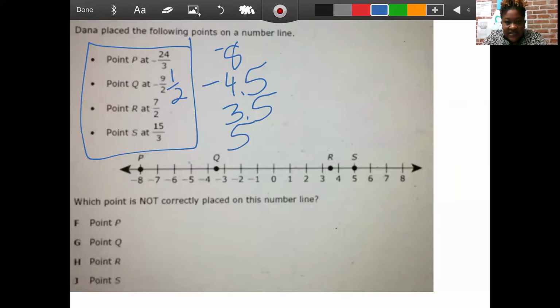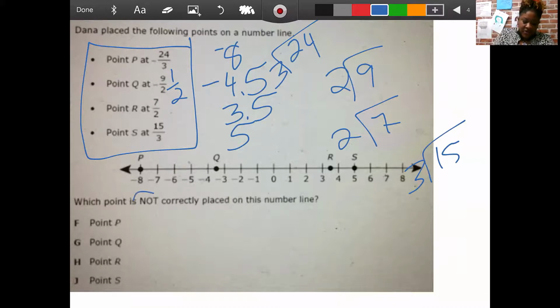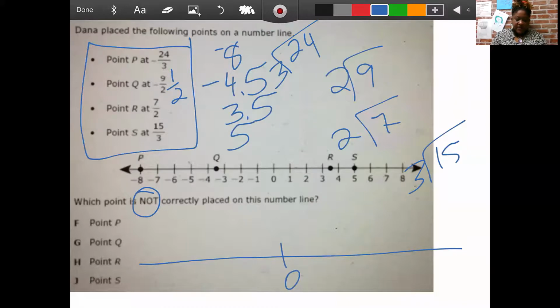Now, if you want to divide, that's totally fine. 9 halves, you would do 9 divided by 2 and just divide. 7 halves, 7 divided by 2 and just divide. 15 divided by 3, and then I forgot 24 divided by 3. So you can divide to get the number as well, okay? And once you do that, you have to find which one is not correct. Point P, point Q, point R, point S. Which one is wrong? Okay. Now remember on the number line, let me show you something really cool. So if you're giving, say, negative 1.5.